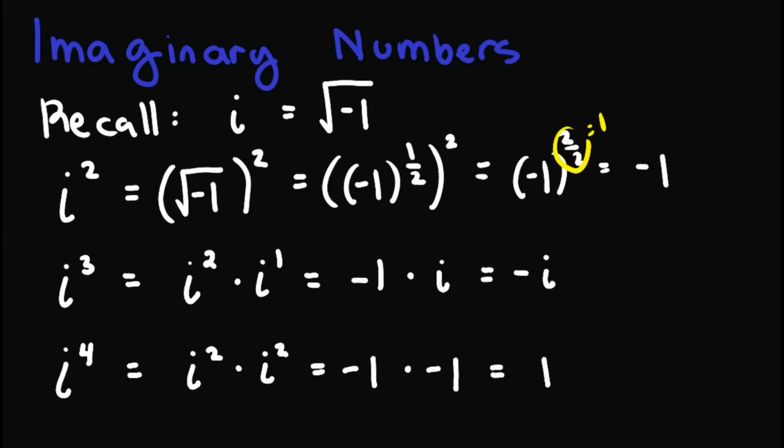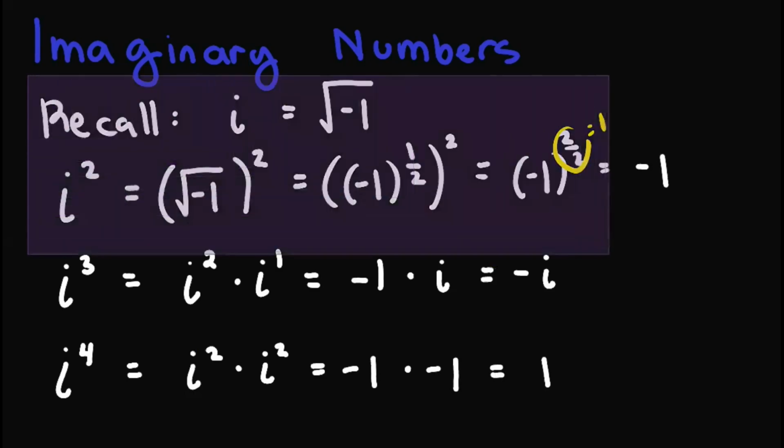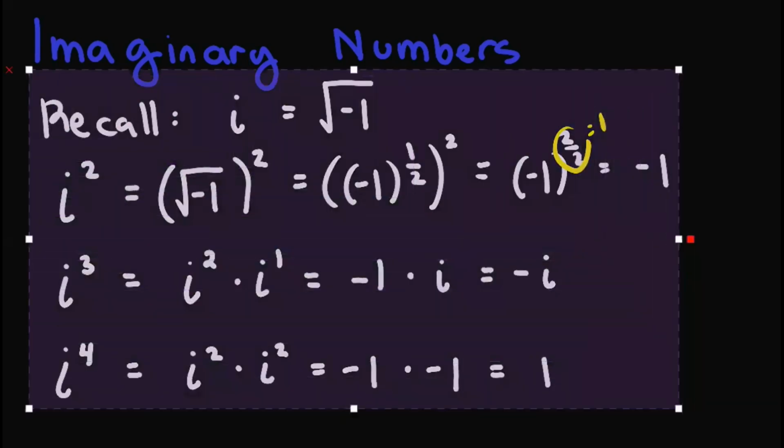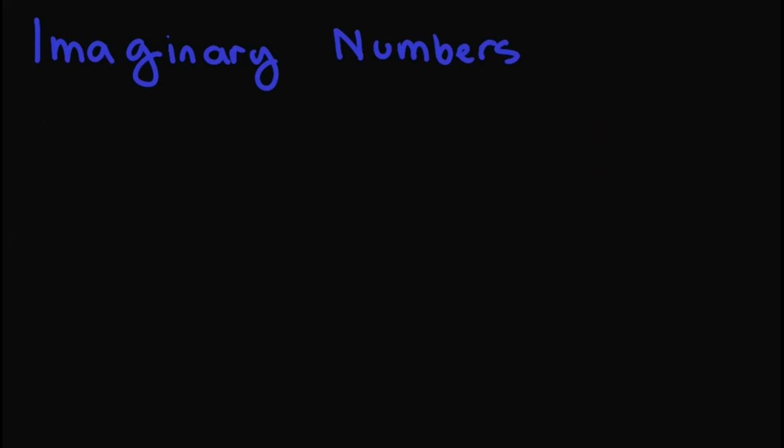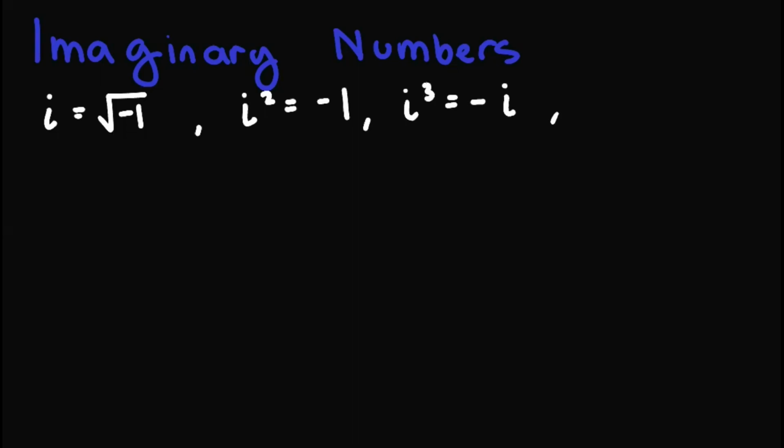So we'll take note of these. So again, we have i is equal to the square root of -1. i squared is equal to -1. i cubed is equal to -i. And i raised to 4 is equal to 1.